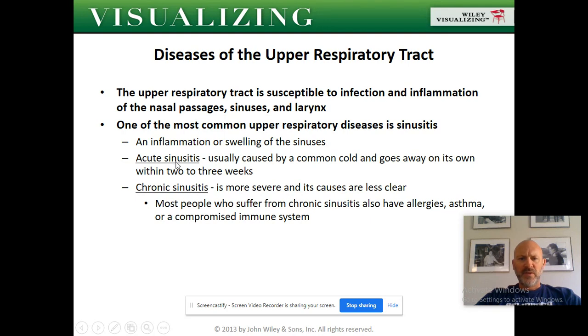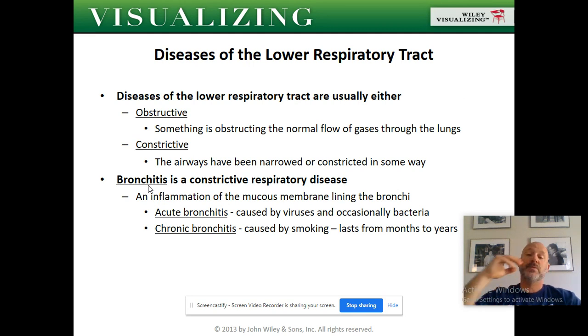Okay, sinusitis. Anytime we see anything ending with itis, that usually means inflammation and swelling. So if we find it in the sinuses, it's sinusitis. Acute sinusitis is the kind of sinusitis that comes and goes within a couple of days. If it's chronic, that means it's more severe and it lingers. People who suffer from chronic sinusitis are people who suffer with allergies and asthma, or people who have a compromised immune system. So inflammation of the upper respiratory tract, and specifically the sinuses or the larynx, we refer to as sinusitis.